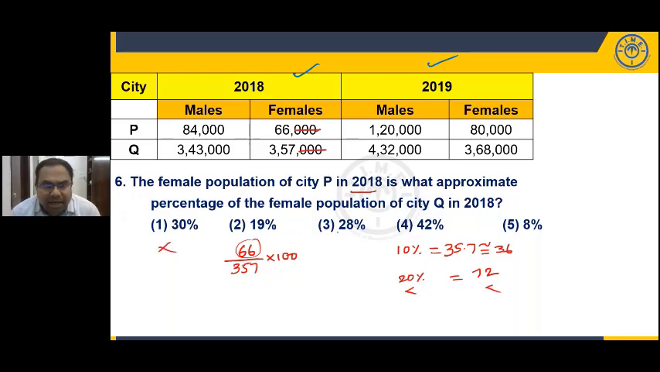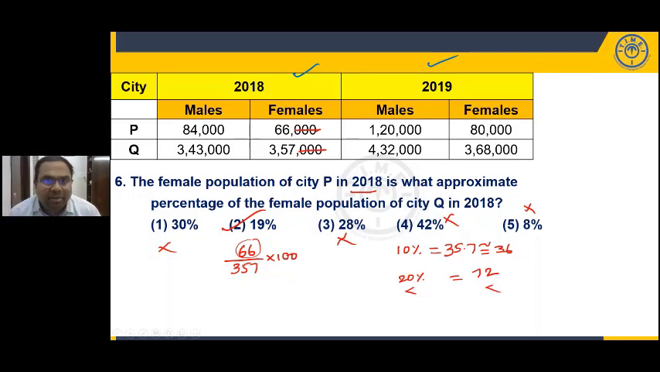Less than 20, less than 20, less than 20. Only one of these is. It can't be 8 because 10% is 36, and I need 66. It can't be less than that, I need more than that. Between 10 and 20 I can say. So less than 20% and close to that 66. There is only one option.